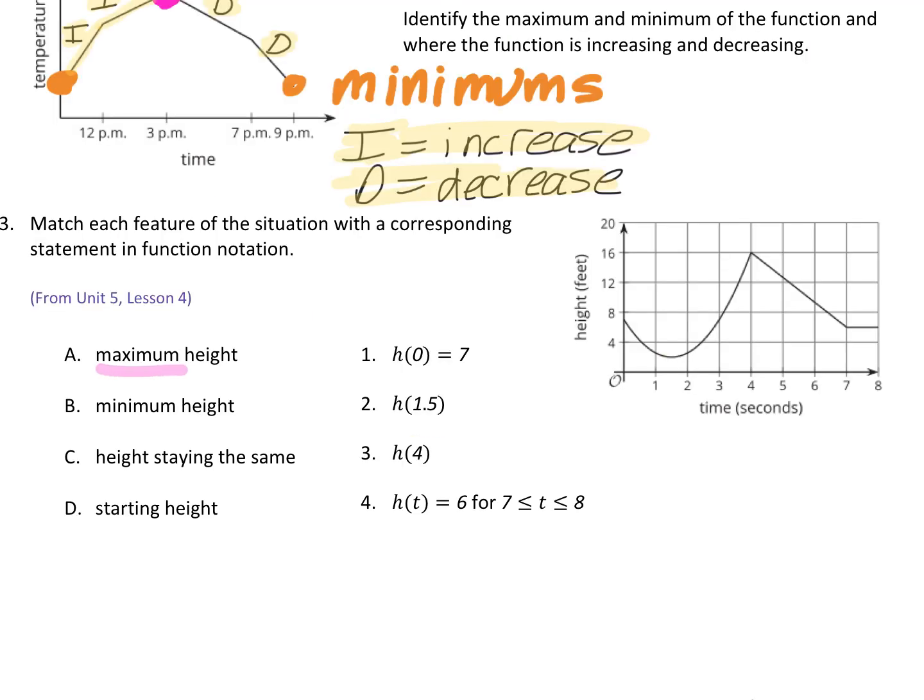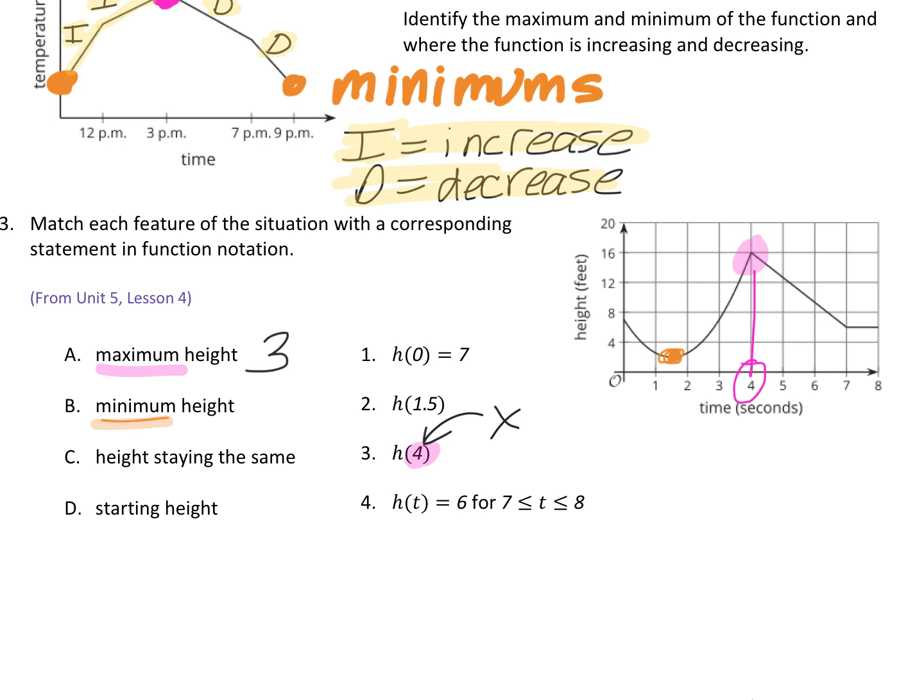For letter A, the maximum is going to occur right up here, which lines up with the 4 on the x-axis, which means that it is going to be option 3, because remember that the independent variable, the x, is what's inside of the parentheses. So number 3 is the maximum.